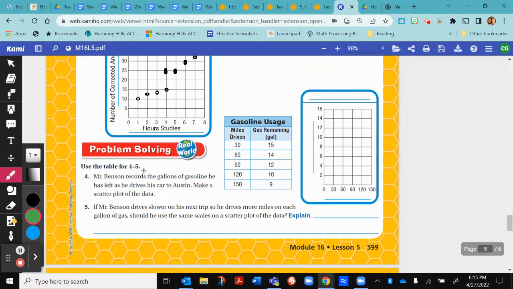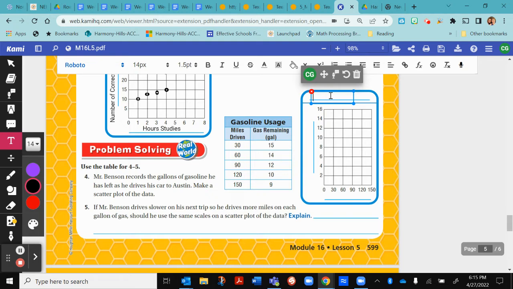Let's move over to use the table 4 through 5 to answer these next questions. Mr. Benson records the gallons of gasoline he has left as he drives his car to Austin. Make a scatter plot of the data. All right, so let's go ahead and get started. What is my title? Very good, gasoline usage.